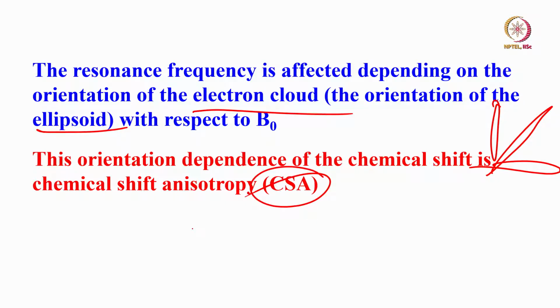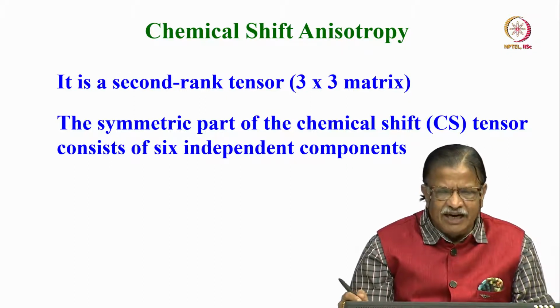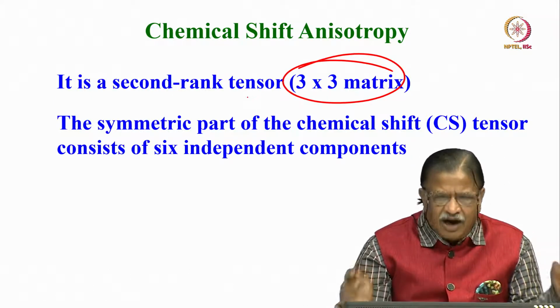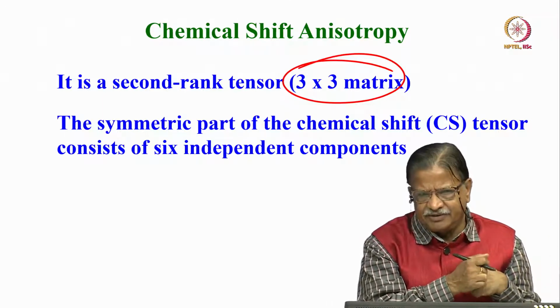See, this orientational dependence of chemical shift is what is averaged out in the solution state, but it is present fully in the case of solids, and this orientation dependence is CSA. Okay. Now, discussing more about the CSA, you should know that it is a 3 by 3 tensor. It is a second rank tensor. All NMR interaction parameters are tensors. They are all tensorial interactions.